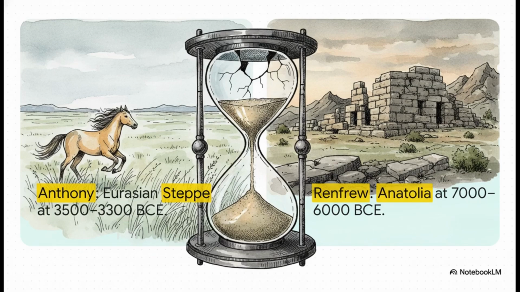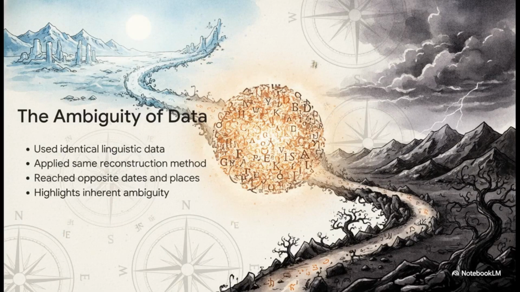But on the other hand, we have scholar Colin Renfrew, who proposed a completely different location, Anatolia, and a date between 7000 and 6000 BCE. We are talking about an incredible 3,700-year difference here. And here is the absolute kicker.